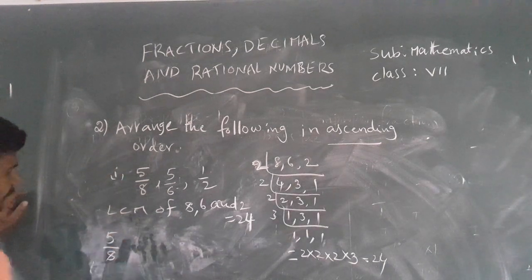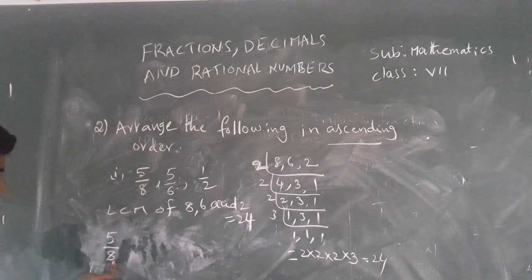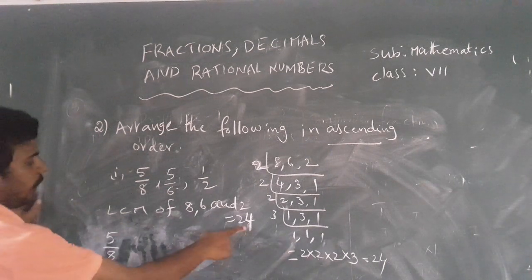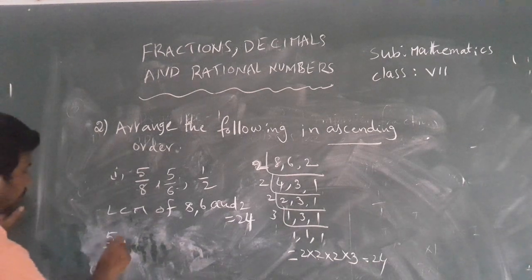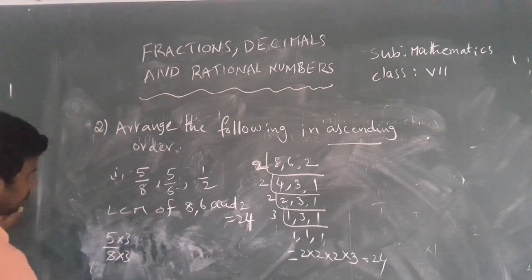Now take 5 by 8. In 5 by 8, 8 is the denominator. So this 8 in 24, how many times divisible, children? 3 times. 8 1s are 8, 8 2s are 16, 8 3s are 24. So here 3, here 3.